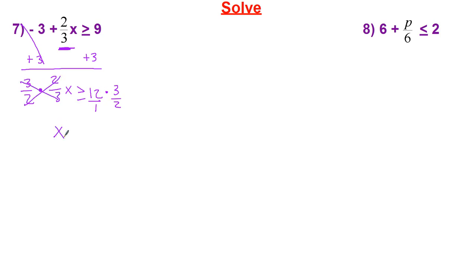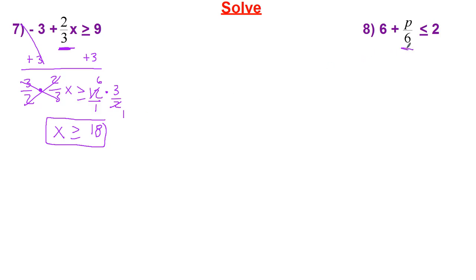So x is all by itself now. 2 goes into 2 one time, 2 goes into 12 6 times, so 6 times 3 is going to be 18. Alright, so x has to be greater than or equal to 18. It could be 19, 20, 21, 22. It can be 18. Alright, now for our next one.